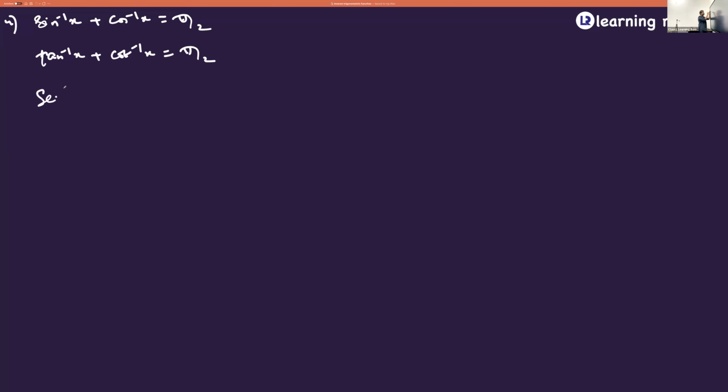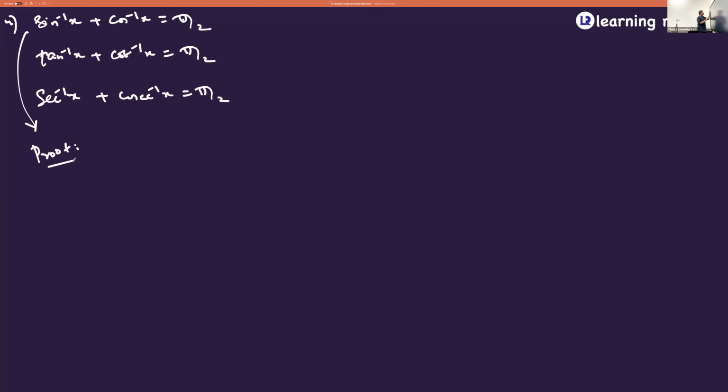You will have sin inverse x plus cos inverse x is pi by 2. This is an important one. Sin inverse x plus cos inverse x is pi by 2. Then secant inverse x plus cosecant inverse x is also pi by 2. Let me take this and I'll show you the proof for it.